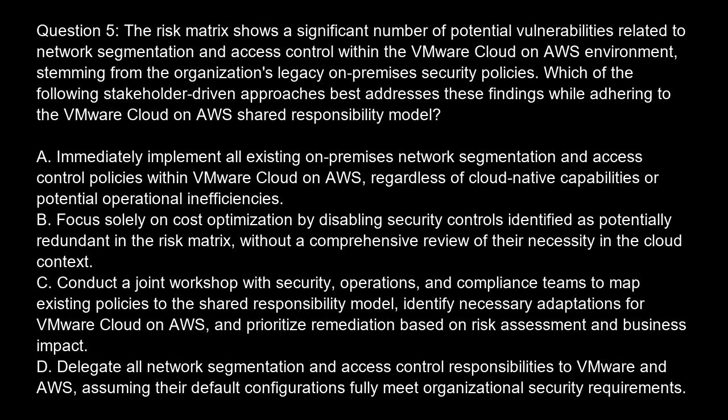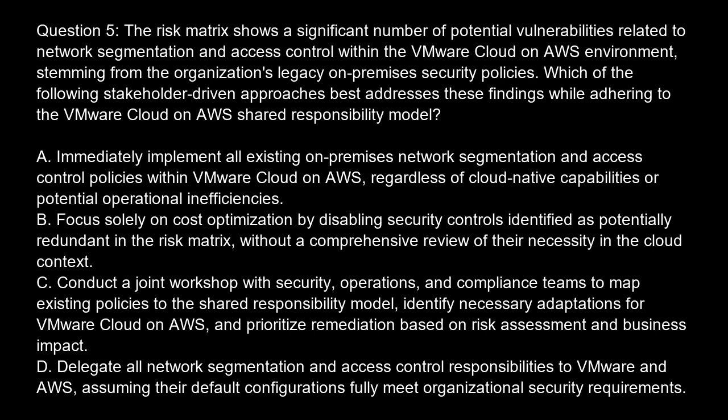Option A. Immediately implement all existing on-premises network segmentation and access control policies within VMware Cloud on AWS, regardless of cloud-native capabilities or potential operational inefficiencies. Option B. Focus solely on cost optimization by disabling security controls identified as potentially redundant in the risk matrix, without a comprehensive review of their necessity in the cloud context.